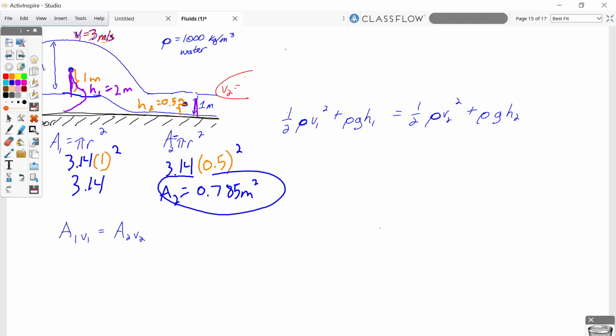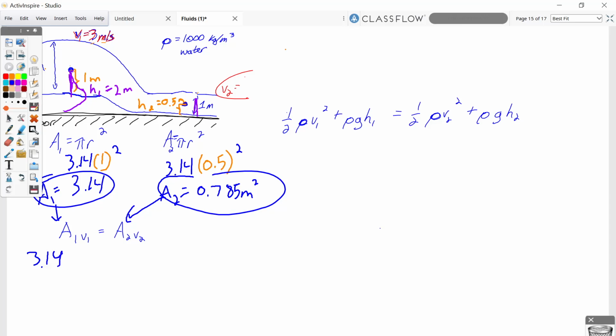And then our units for area are meter squared. Okay, so this is my A1. Okay, so that's step 1. We figured out the area. And now step 2, we're going to plug in these numbers where they go.